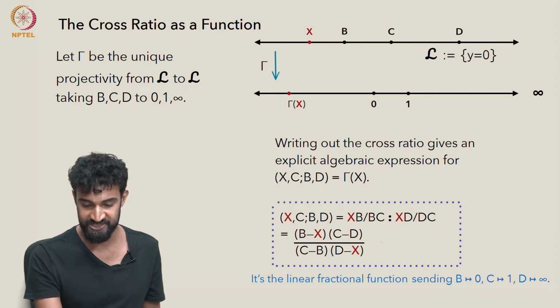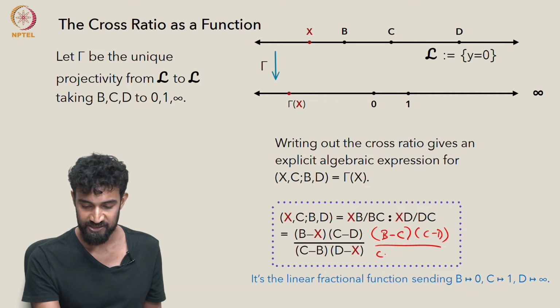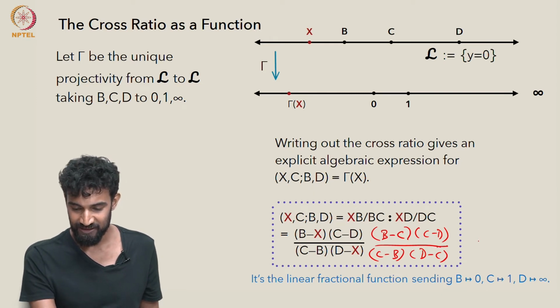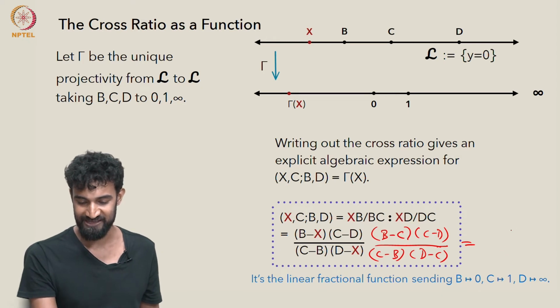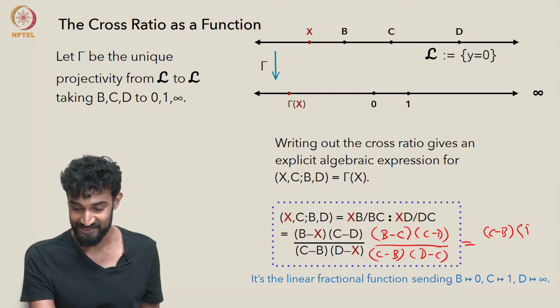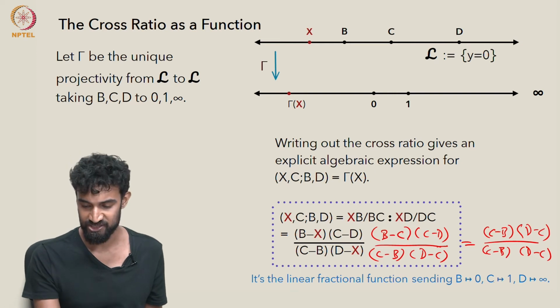But what happens if we substitute c in for x? We get b minus c times c minus d on top. On the bottom, we get c minus b times d minus c. And if we multiply the numerator by -1 twice, we can actually get c minus b, multiplying this first term by -1. Second term, we can multiply by -1 to get d minus c. The denominator stays the same, and we see that these cancel out. So this is just 1.